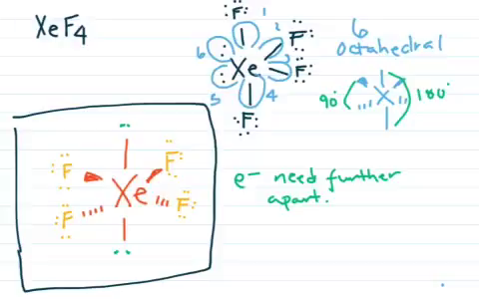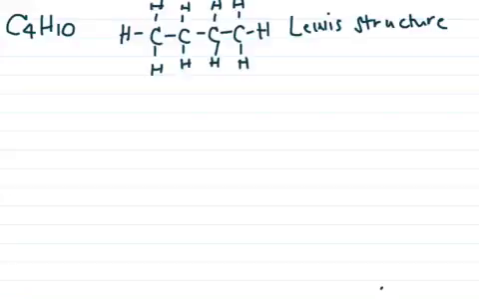So let's try another example. C4H10, also known as n-butane. It's what's found in lighters. First thing we're going to do is draw out its Lewis structure. Alright, so here's the Lewis structure. Now we want to identify the electron group number. So I'm going to look at the first carbon right here, and I'm going to count how many things are around it. So 1, 2, 3, 4. So my first carbon, which I'm going to call C1, has 4 things around it, which is a tetrahedral.